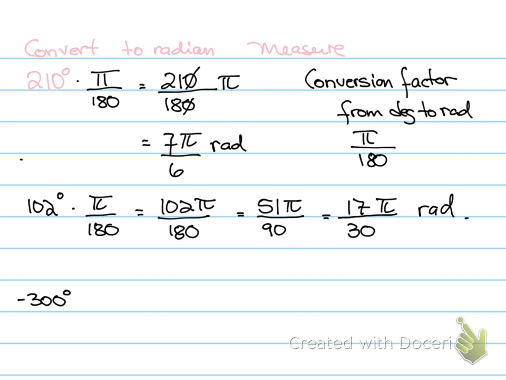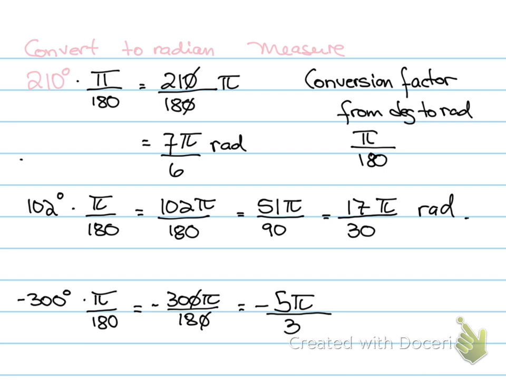Let's do one more. How about negative 300 degrees into radians, times pi over 180, which is negative 300 pi over 180, and then we're reducing by 10, and we can also reduce 30 over 18 by 6, so 6 is a factor common to both of them. 6 into 30 is 5, negative 5 pi. 6 into 18 is 3, so the answer here is negative 5 pi over 3.